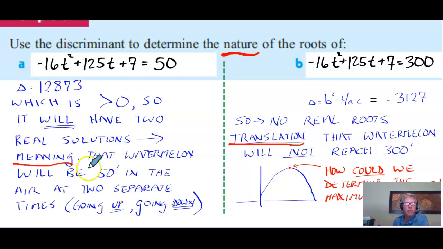That means the watermelon will be at 50 feet in the air at 2 separate times, 2 distinct times. And the idea there is it's going to pass it going up, and then it's going to pass it going down. However, on this equation, we got the discriminant equal to a negative number, and the translation there is there are no real roots. Well, you can't answer. In this case, we'd say there's no time at which this watermelon would be at 300 feet. And so it's saying that, man, it goes up pretty high, but not 300.